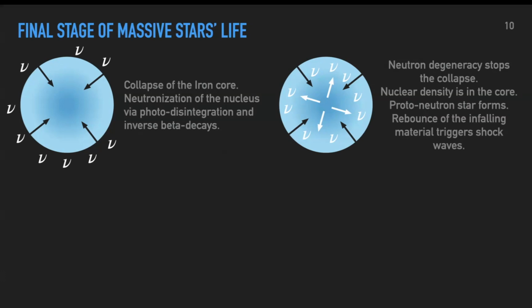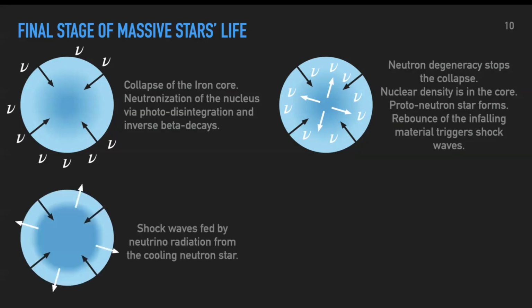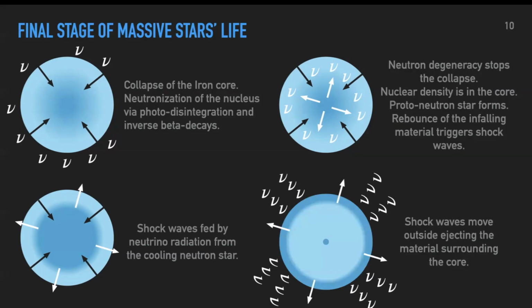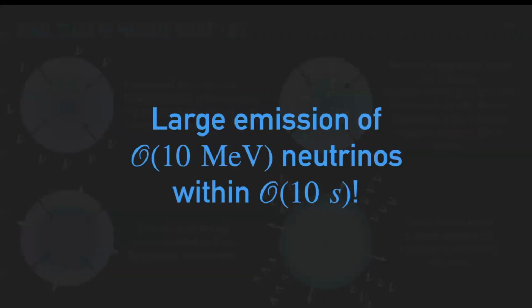within the stellar environment. A protoneutron star starts to form, and all the infalling material starts to rebound and trigger shock waves. These shock waves are fed by the neutrino radiation, which is still locked within the stellar environment, until the density conditions allow the neutrinos and the shock waves to move outside, ejecting all the surrounding material as well as neutrinos, and leading to the cooling of the protoneutron star. This process leads to a large emission of neutrinos of all flavors with energies on average of tens of MeV within a 10 second time window.